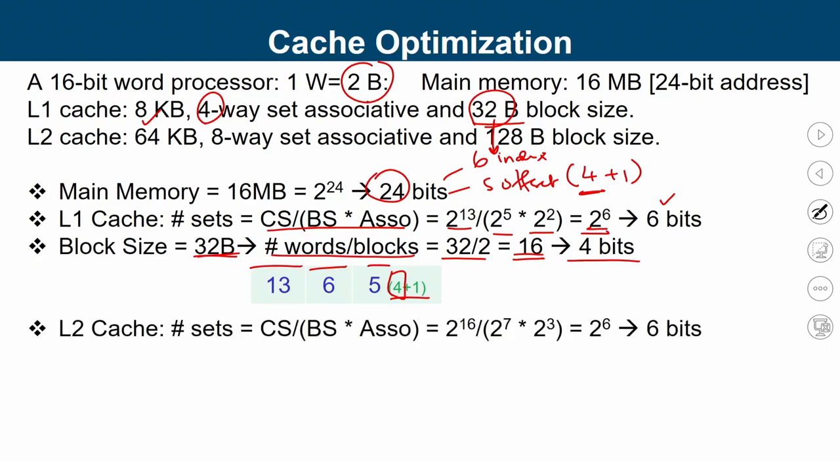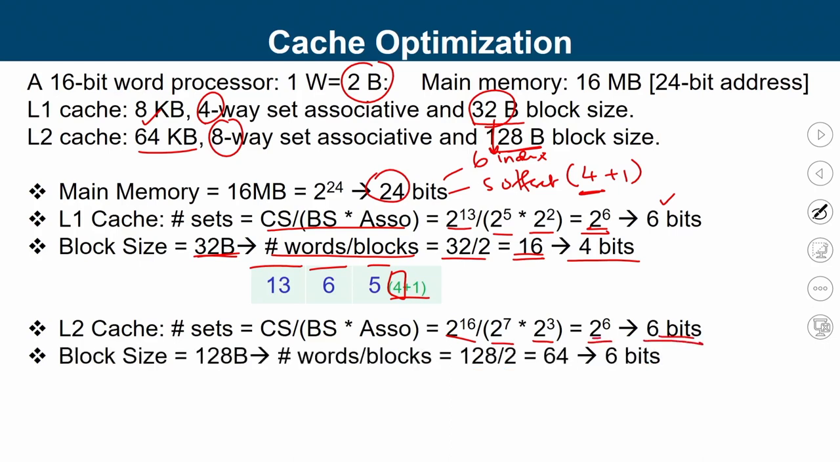Now, if you look at the L2 cache split up, which is not directly required at this point, but still, we will try to find the address split up with respect to the L2 cache. Here also, cache size divided by block size into associativity. Cache size is 64 KB, so it is 2 power 16, and 128 byte block, so 2 power 7, 8-way associative cache, so 2 power 3. 2 power 16 divided by 2 power 10 is 2 power 6. Here also, we have 6 bits of set index.